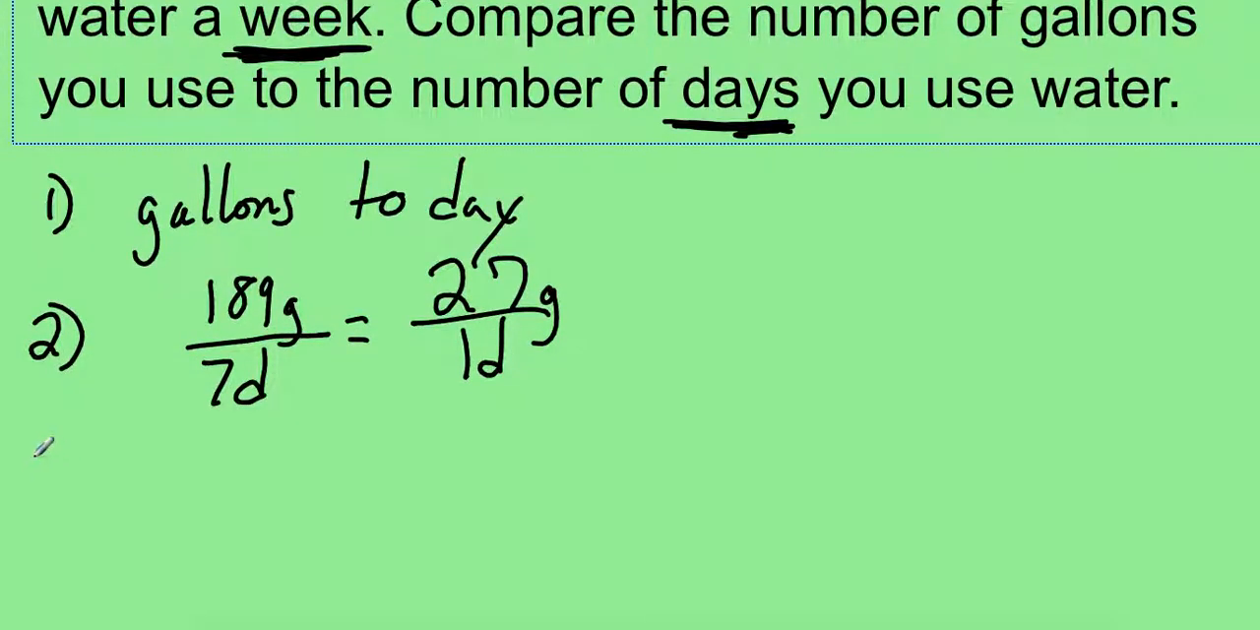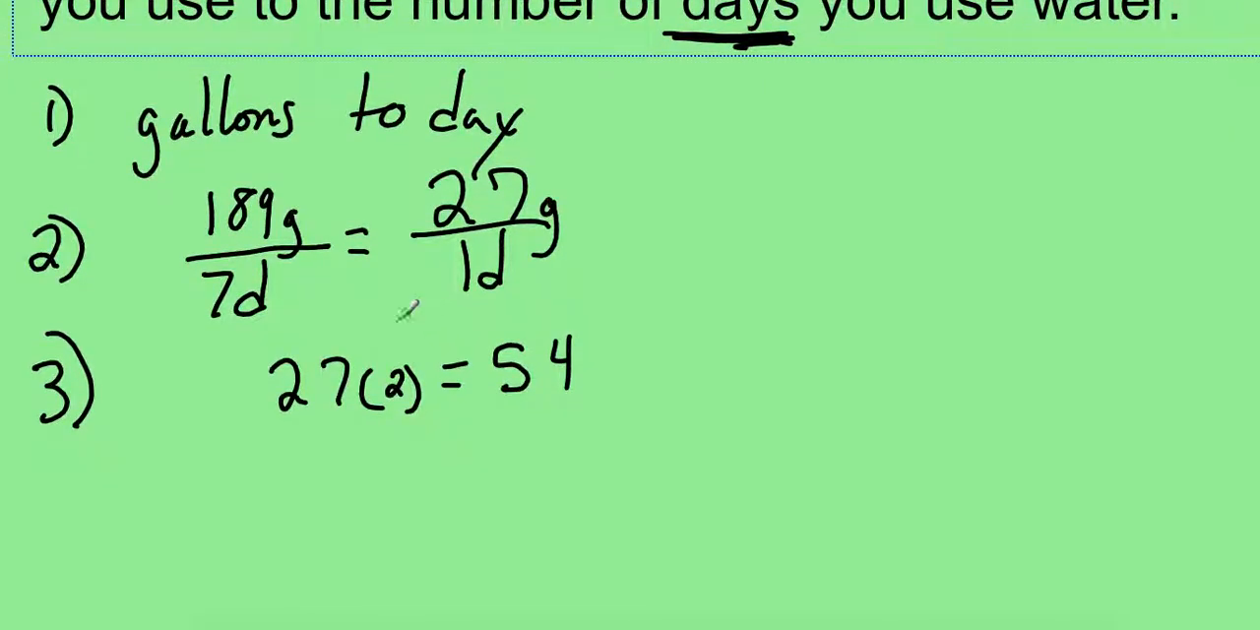Now let's think about this. Let's come up with an example. Part 3, if we're using 27 gallons every day and we use it for 2 days, 27 times 2 is equal to 54. So this is telling me that my unit rate of 27 times the number of days that I'm using the water is equal to the number of gallons that I'm using. So my equation would be 27D is equal to G, or 27 times the number of days is equal to the number of gallons we're using.